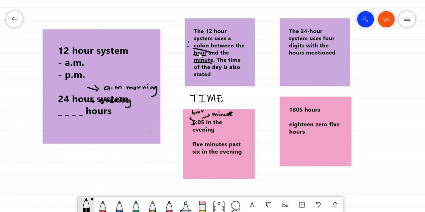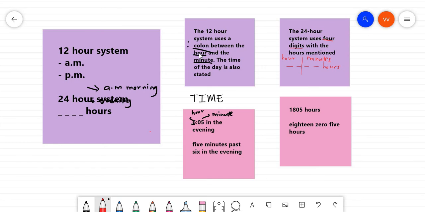Okay, how about the 24-hour system? Let's look. The 24-hour system uses 4 digits with the hours mentioned. What do you know about 4 digits? These 4 digits are 4 numbers that will tell you about the time. Normally there are 4 digits like this, and the front 2 digits show you the hour, and the 2 digits behind show you the minute. After you write these 4 digits, you have to mention hours behind. If not, your answer will be wrong.